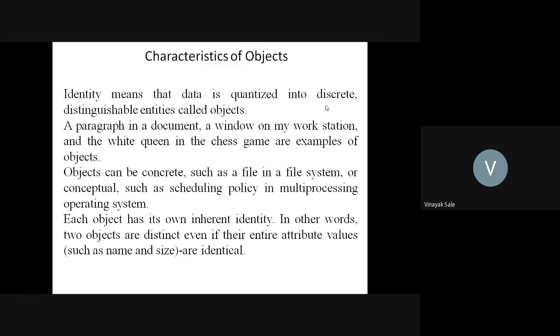A paragraph in a document is an object of that document. Similarly, a window, a PC at my workstation. Then in a chess game, a white queen is an object of that game. These are the examples of objects. Objects can be concrete, such as a file in a file system, or conceptual, such as a scheduling policy in a multiprocessing operating system.